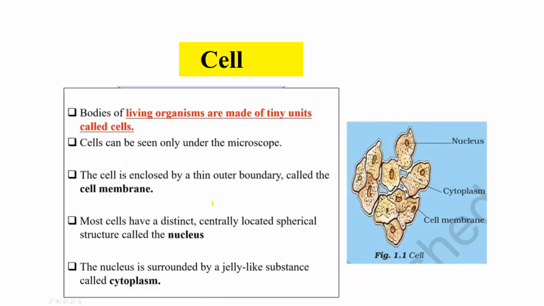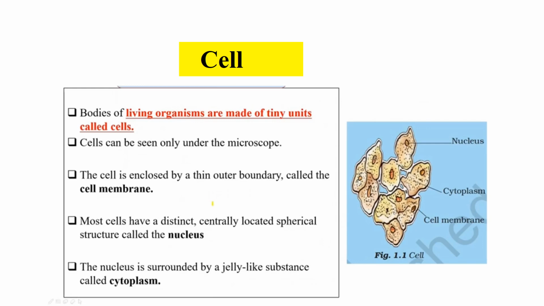Before completing this chapter, we will see what a cell is, which is in your NCERT book. The cell is the structural and functional unit of life. Bodies of living organisms are made of tiny units called cells. Cells can be seen only under a microscope, as they are very small in structure. They cannot be seen by our naked eyes. That's why we are only able to see them with the help of a microscope.